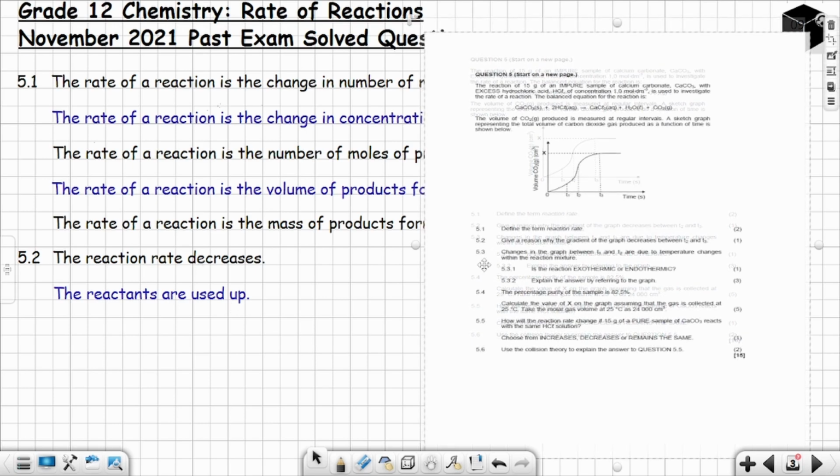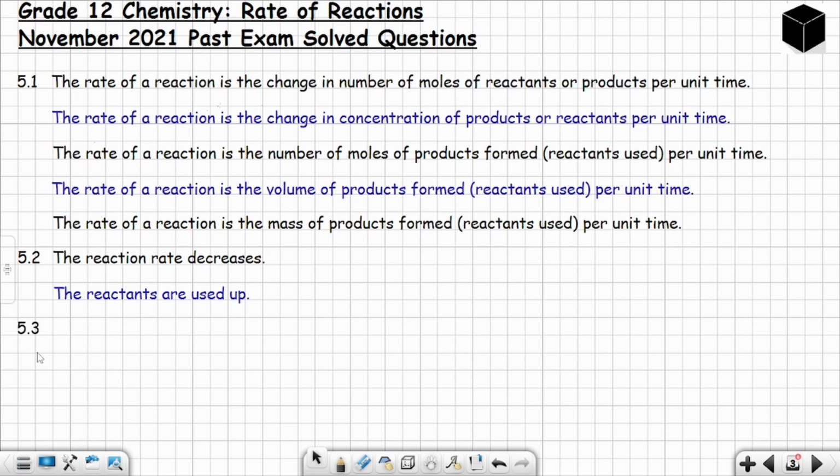Okay, let's see now the next question, 5.3. Changes in the graph between T1 and T2 are due to temperature changes within the reaction mixture. 5.3.1: is the reaction exothermic or endothermic? Between T1 and T2, you can see the gradient is increasing. And for that, this will be exothermic. The reaction is exothermic because there is an increase in the gradient of the graph.